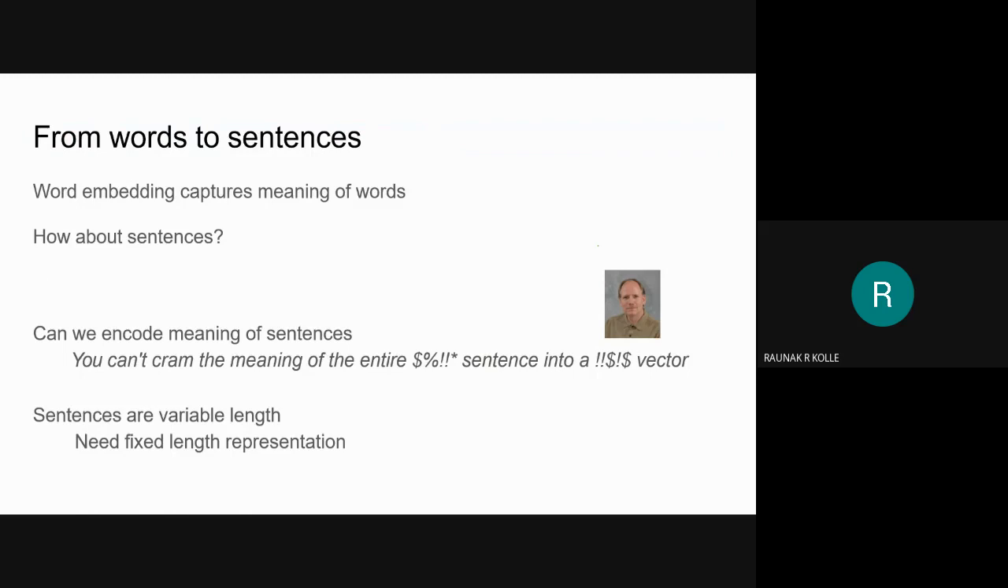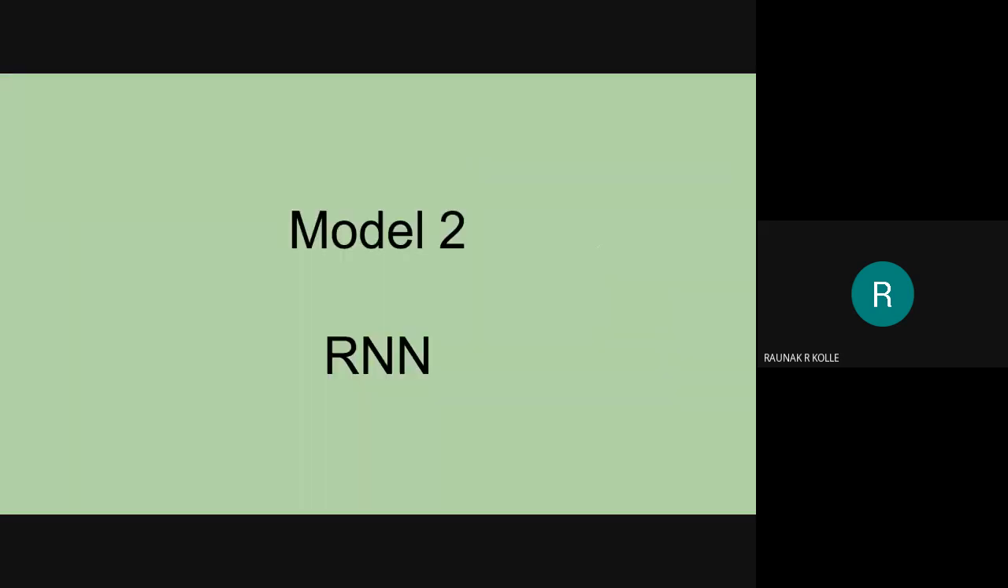Word embedding captures the meaning of the word. How about sentences? Can we encode meaning of sentences? You can't cram the meaning of the entire sentence into a fixed-size vector. Sentences are variable length. They need fixed length representation. In the second model, we have the recurrent neural networks.